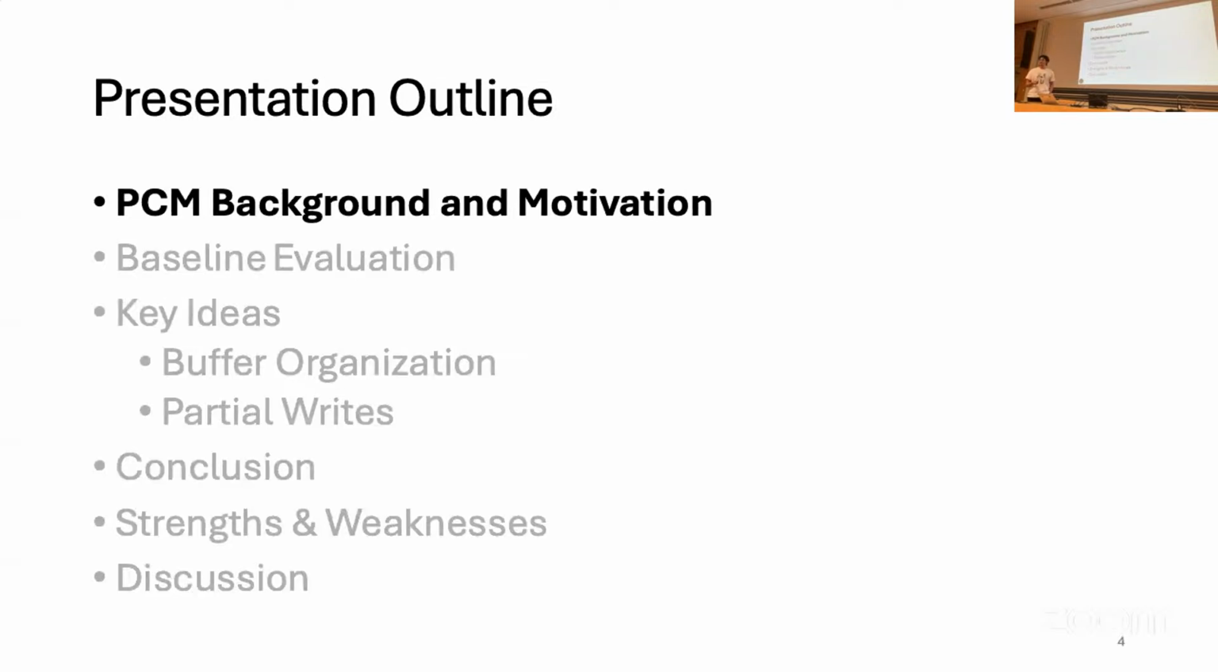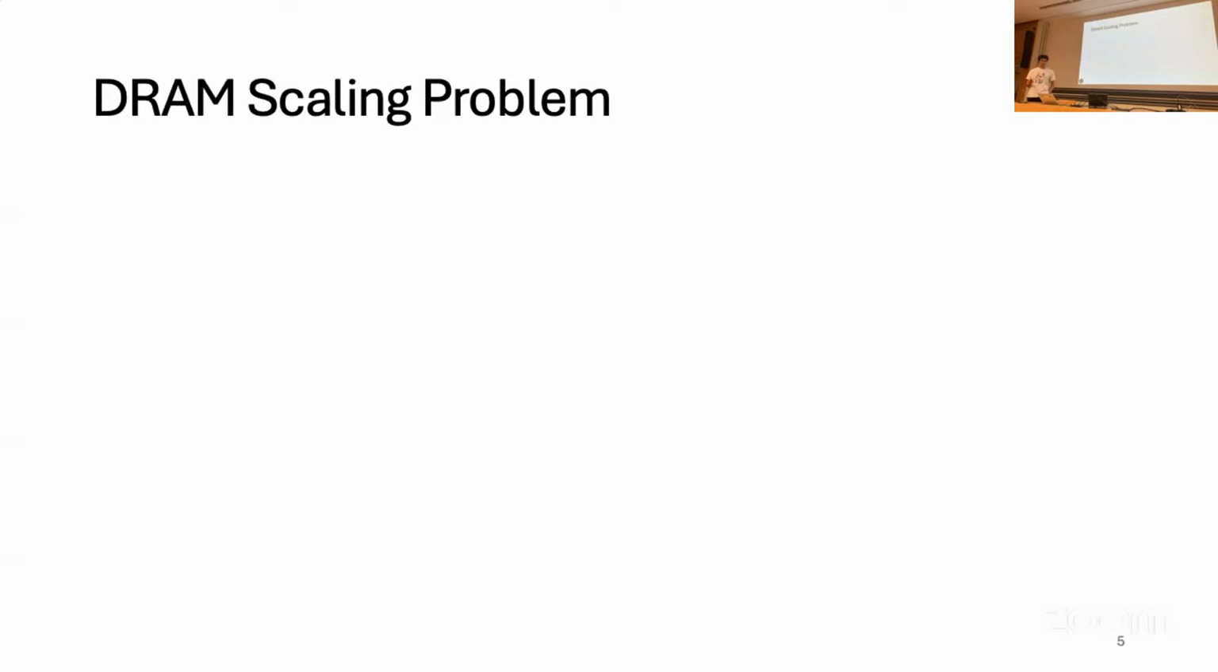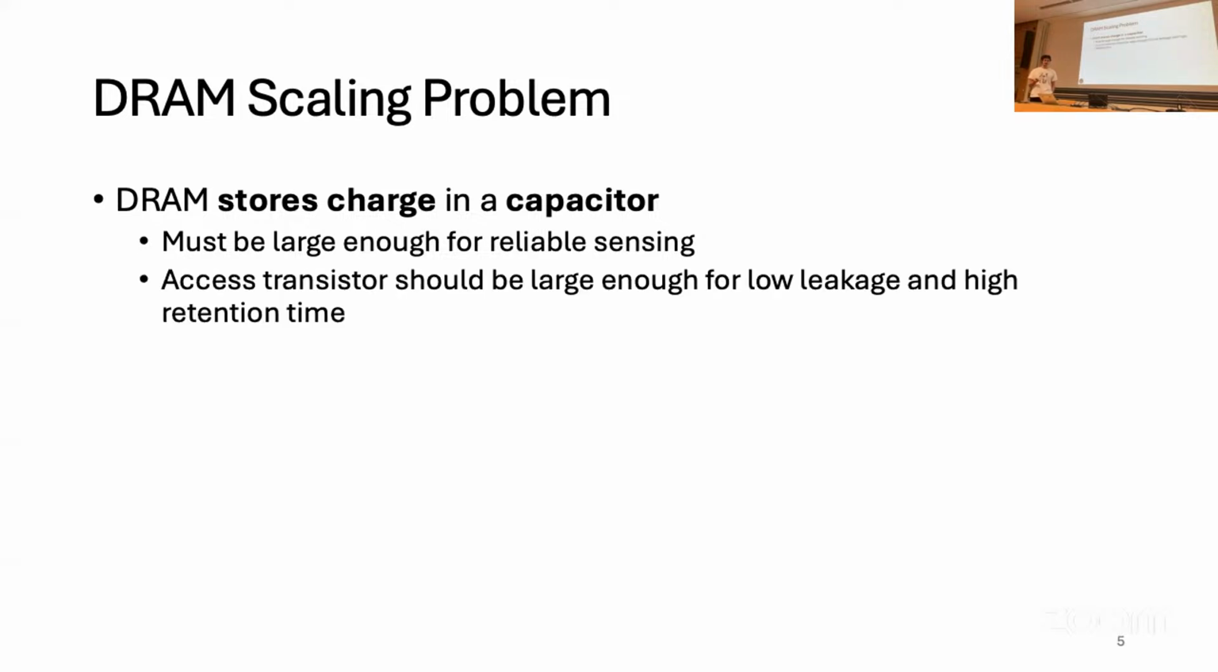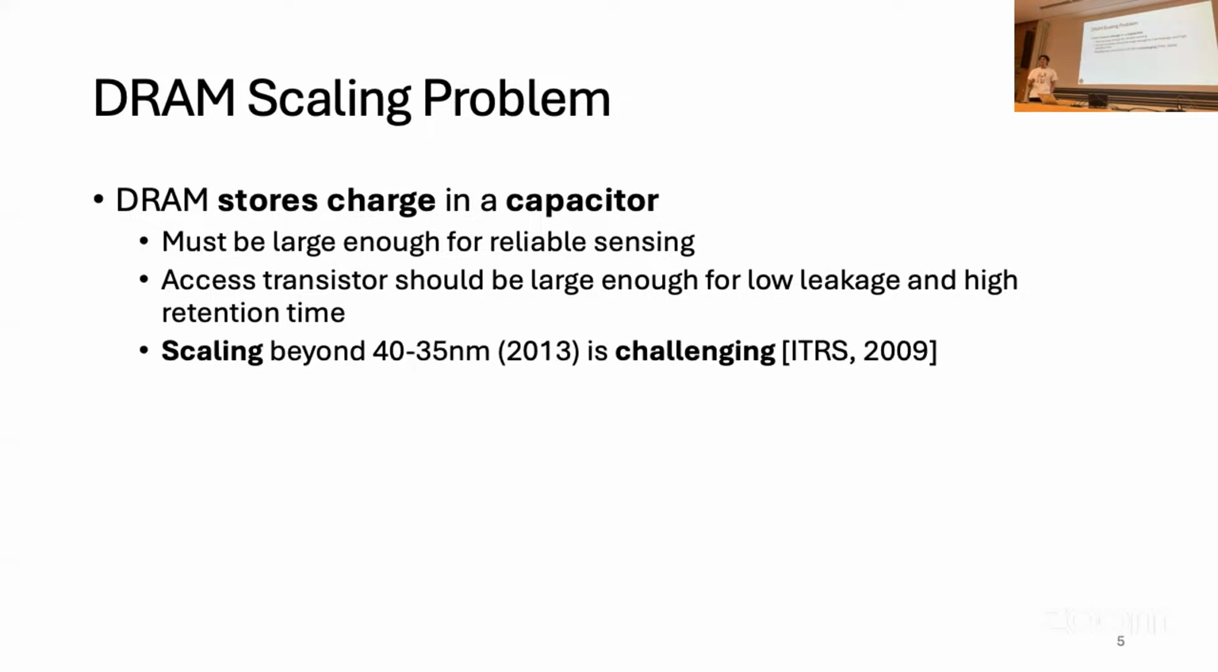So let's get into some additional background. What is the DRAM scaling problem, and why does it happen? DRAM stores charge in a capacitor, as you might know, and this capacitor has to be large enough so that it stores enough charge to enable reliable sensing. In addition, the access transistor for the DRAM cell also has to be large enough so that the leakage currents are not too high, we don't lose data too quickly and have to do too many refreshes. So as you can see, things have to be large enough, and that's why scaling to smaller and smaller technology nodes is a big challenge.